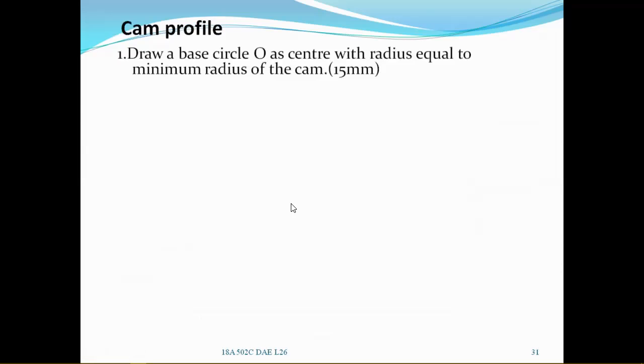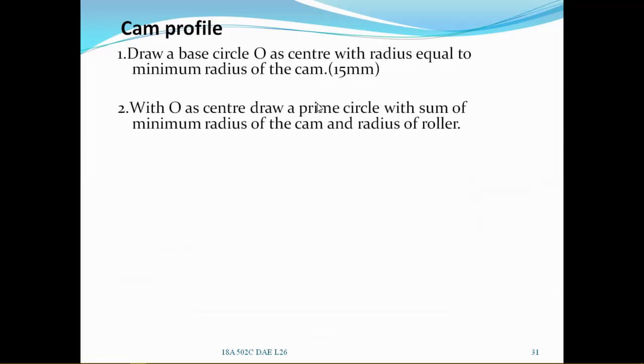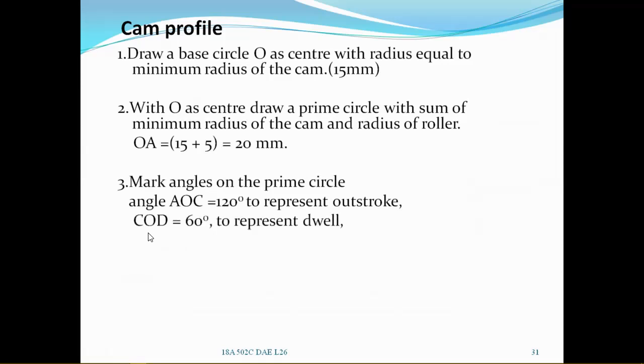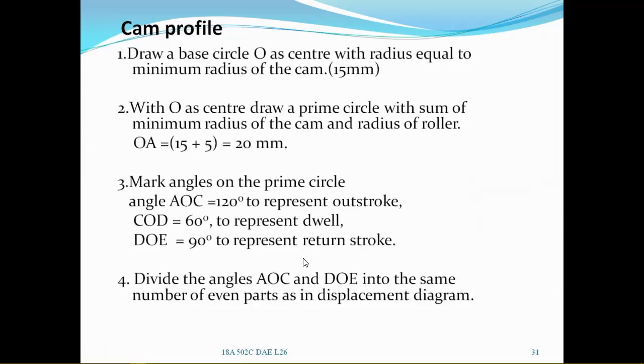Draw a base circle with O as center and radius equal to the minimum radius of the cam, that is 15 mm, and with O as center draw the prime circle with radius equal to the sum of the minimum radius of the cam and the radius of the follower, that is 20 mm, and mark angles on the prime circle. Angle AOC is 100 degrees, which represents the outstroke, angle COD is 60 degrees for the dwell period, and angle DOE is 90 degrees to represent the return stroke.